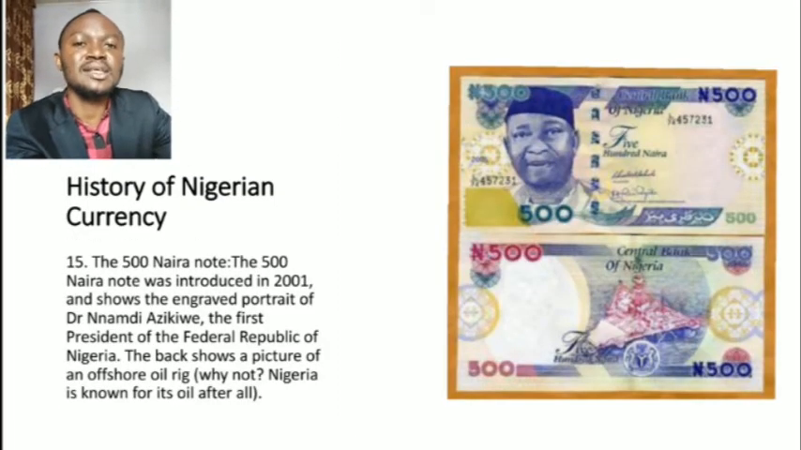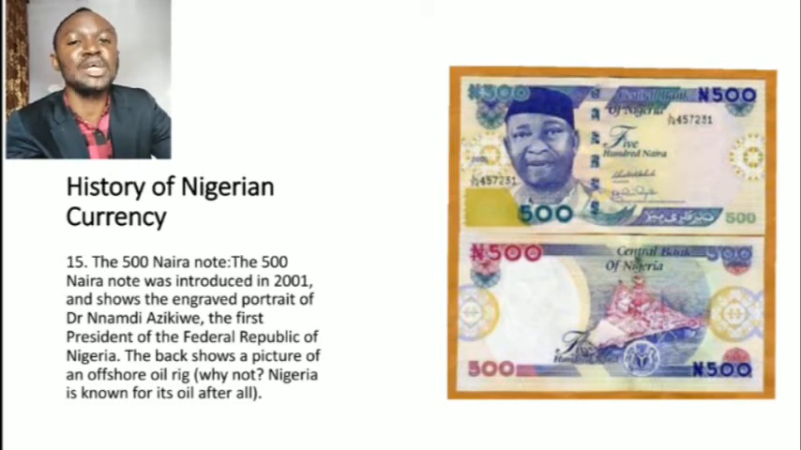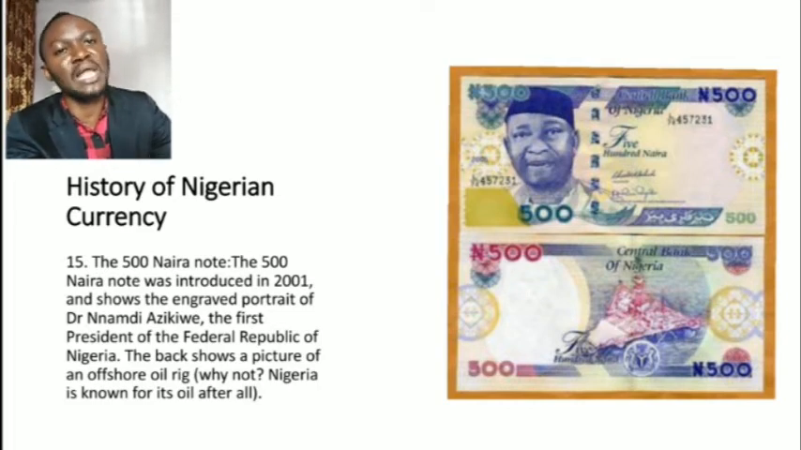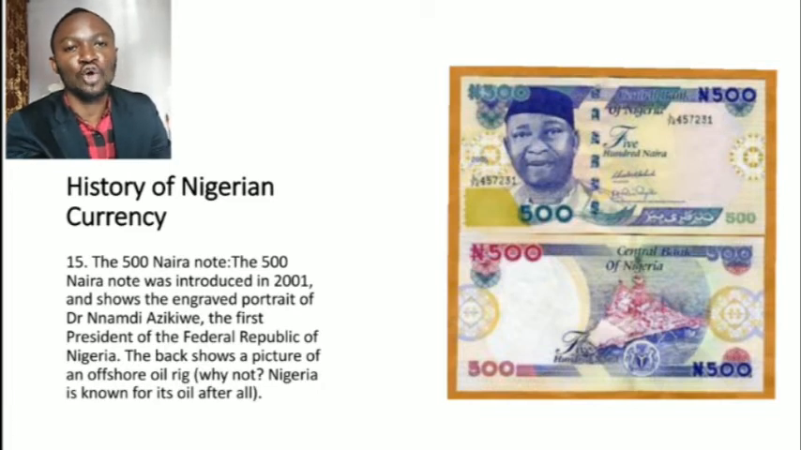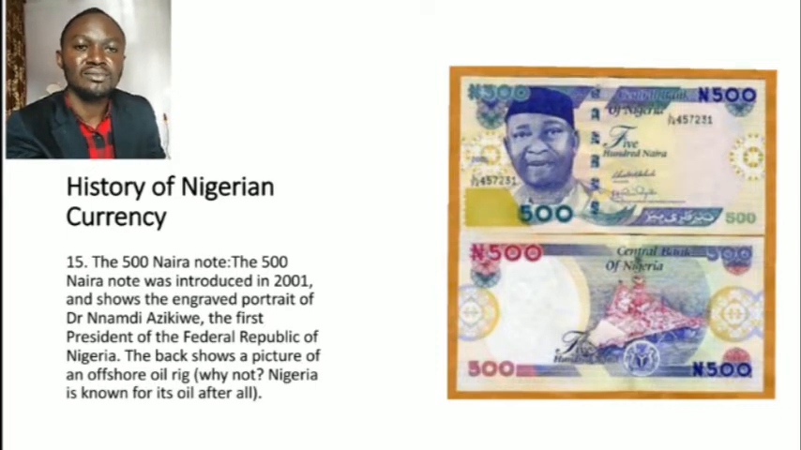The next denomination of Nigeria's currency is the 500 Naira note, which was introduced in the year 2001, and it has the portrait of Dr. Nnamdi Azikiwe, popularly referred to as the Zik of Africa. Dr. Nnamdi Azikiwe was an intellectual and the first ceremonial president of Nigeria between 1960 and 1963 or thereabouts.